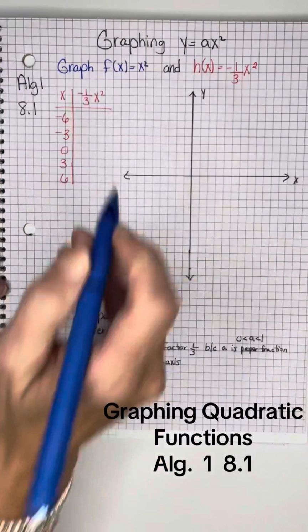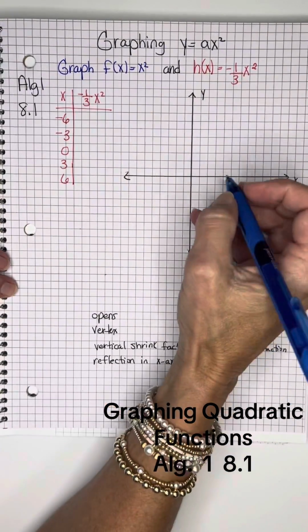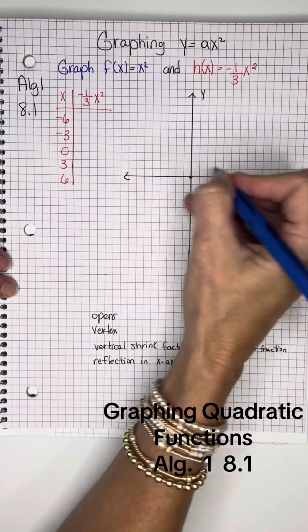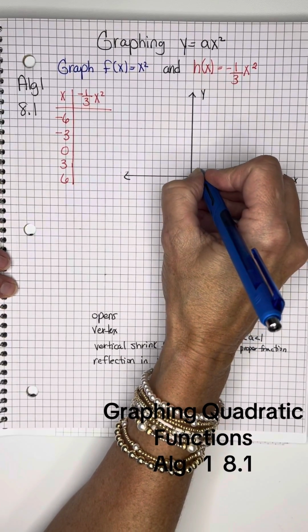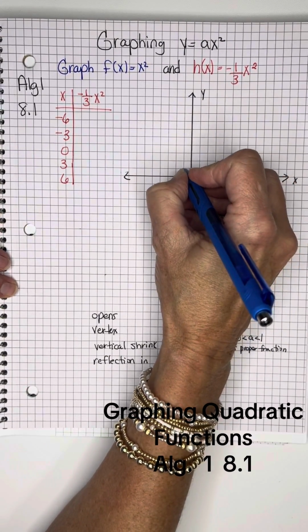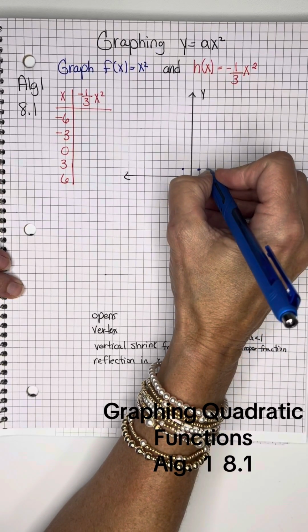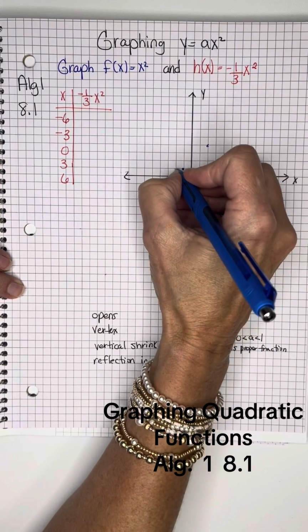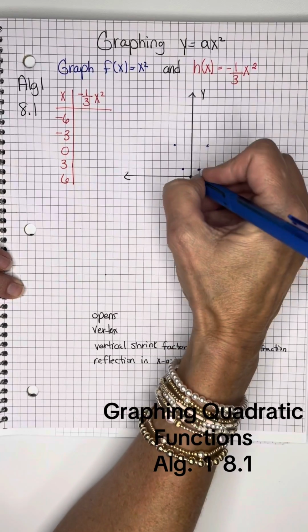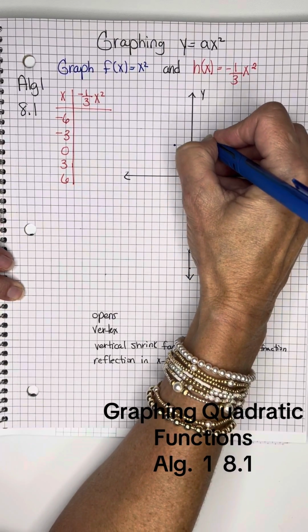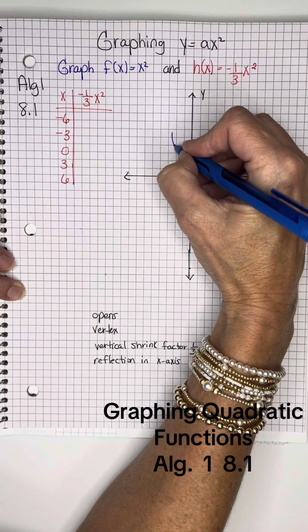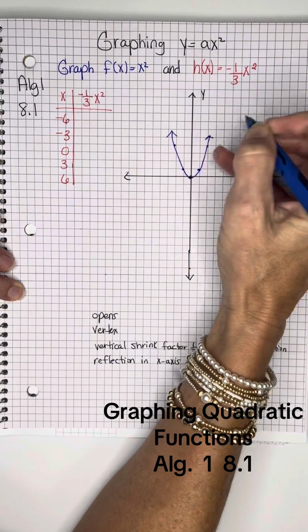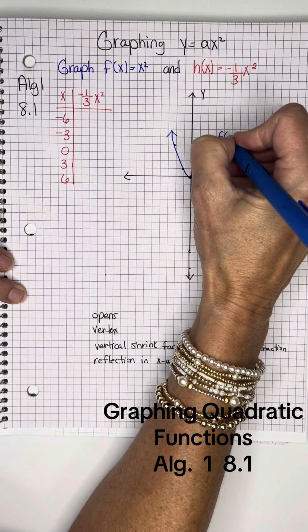All right, so the parent graph f of x equals x squared. Remember that the vertex is at 0, 0. I'm going to go right one and up one and left one and up one to put a point. Then I'm going to go right one and up 3 and left one and up 3. And there's the very fast way of making the parent graph of f of x equals x squared.